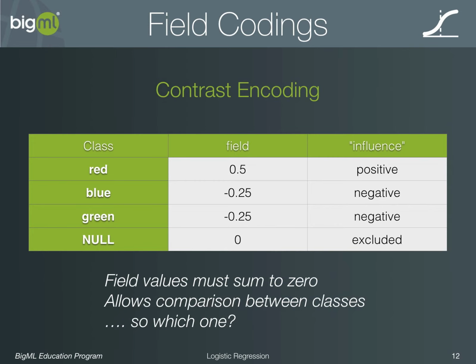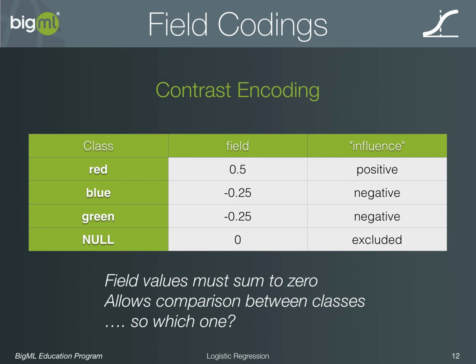Now, one question you may have is, which field encoding should I use? And the answer is, it depends. The selection of a different field coding generally indicates that you have a specific requirement for how logistic regression should handle the possible values of a categorical field. If you do not have a specific requirement, then the default one-hot coding is probably the best option.